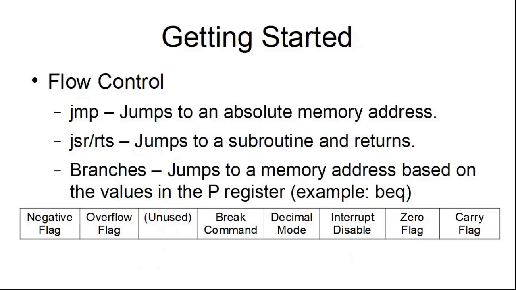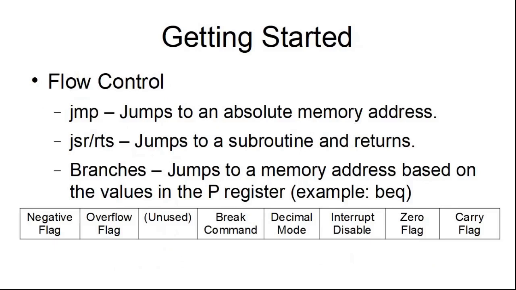The last one in flow control is called branches. Branches let you jump to a different memory address conditionally, and the condition is based off the value of the bits stored in the P register. If you remember earlier, the P register is commonly referred to as the processor state, and the processor state changes based on the result of the last instruction that was just executed.